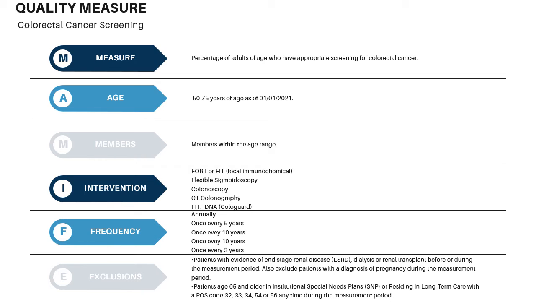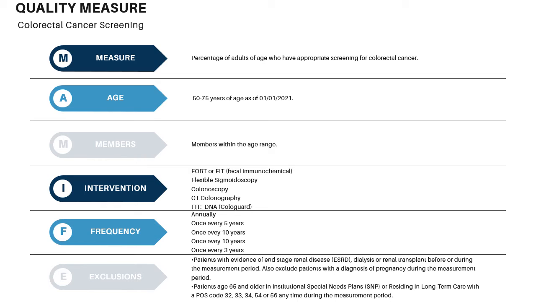A flexible sigmoidoscopy completed during the measure year or the 4 years prior to the measure year. A colonoscopy completed in the measure year or the 9 years prior to the measure year. A CT colonography completed in the measure year or 4 years prior to the measure year. A FIT DNA test completed in the measure year or 2 years prior to the measure year.